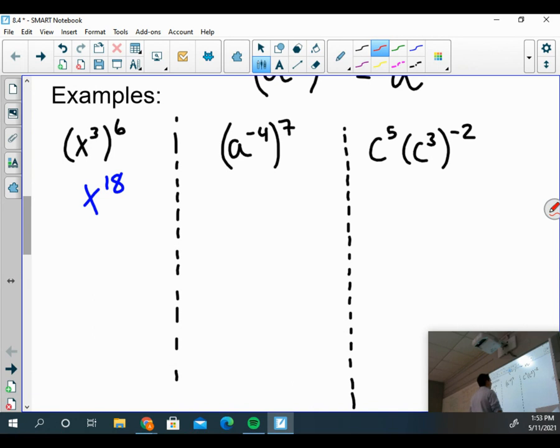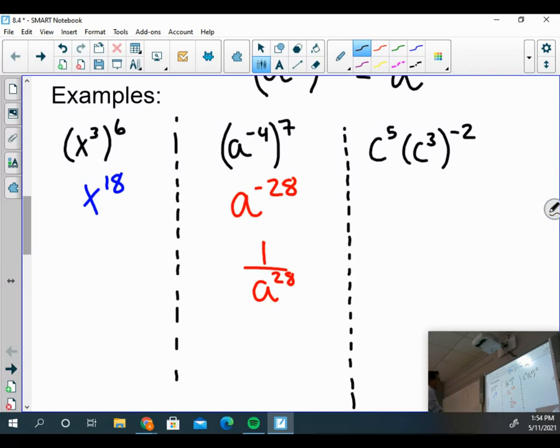Moving over to my middle problem, again, I have a power to a power scenario, so I multiply the exponents together. I get a to the negative 28th. But I am not going to stop there. We have learned how to simplify negative exponents, and when I'm simplifying algebraic expressions, I don't want to do half the work. I want to simplify them as much as possible. So a to the negative 28th can be rewritten as 1 over a to the 28th. If that is foreign to you, I would encourage you to check out the 8.1 videos. But here we end up with 1 over a to the 28th.